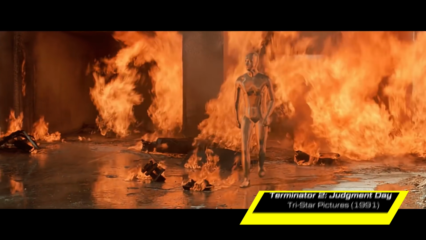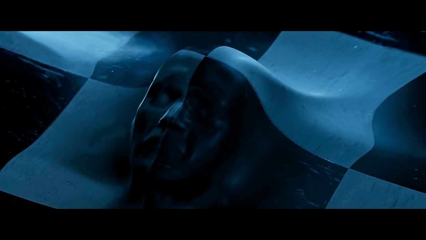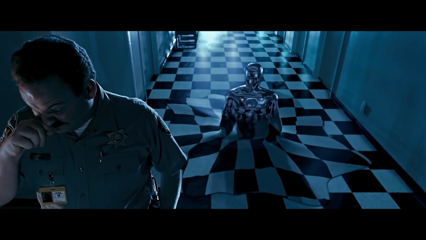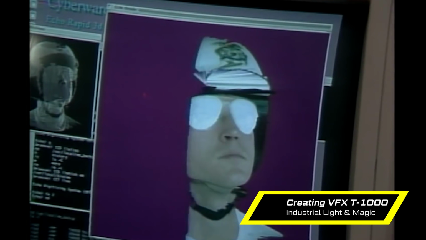So the T1000, groundbreaking at the time, and honestly still holds up in a ton of shots, and shots that have emotional impact too. I hate that floor shot. Only because you tried recreating it and it was hard. It was super hard.